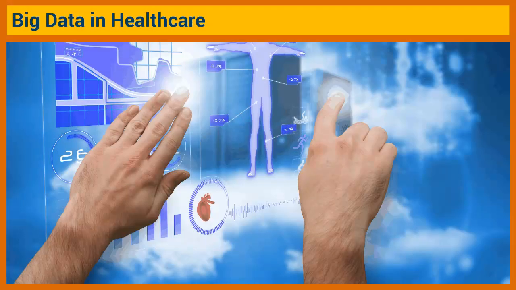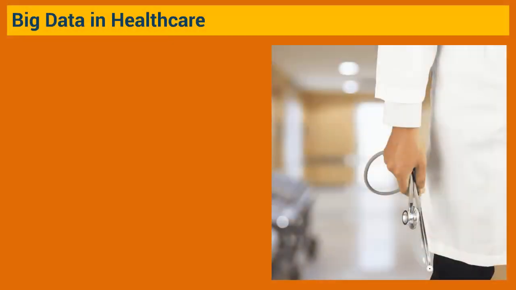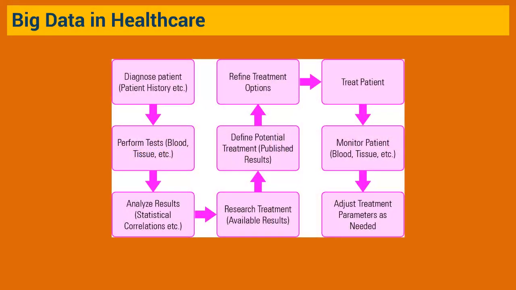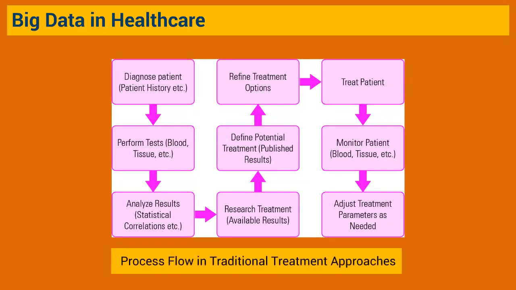Let's understand this with an example. We'll look at how an approach to a patient treatment process could be improved using big data. This flowchart shows the process followed in the traditional treatment approach. Notice that most data used during treatment remains localized to a healthcare network.